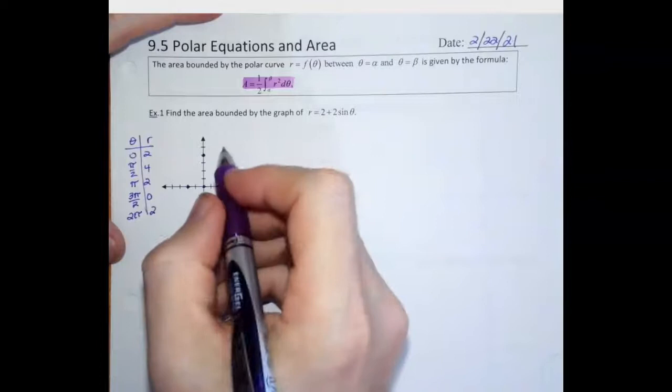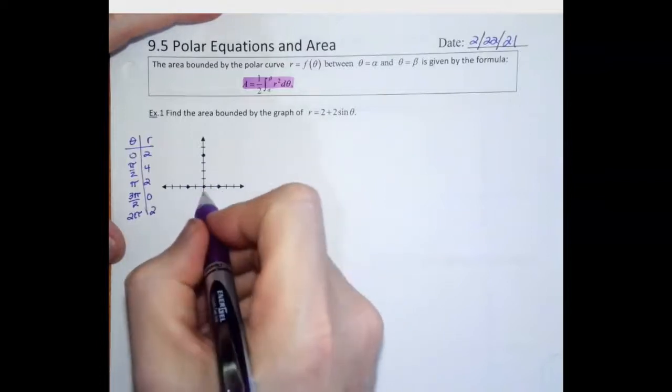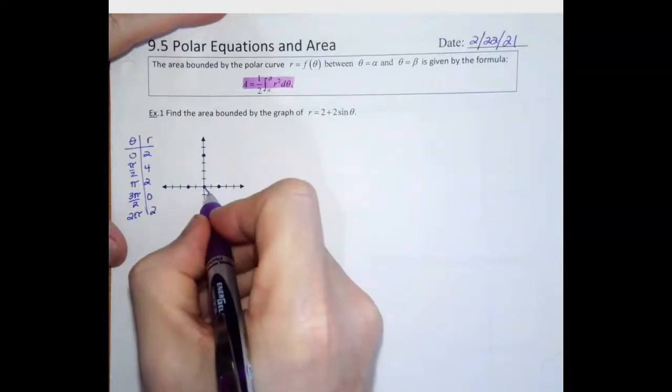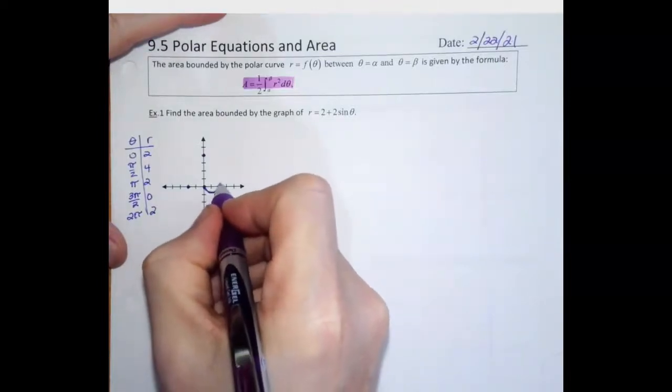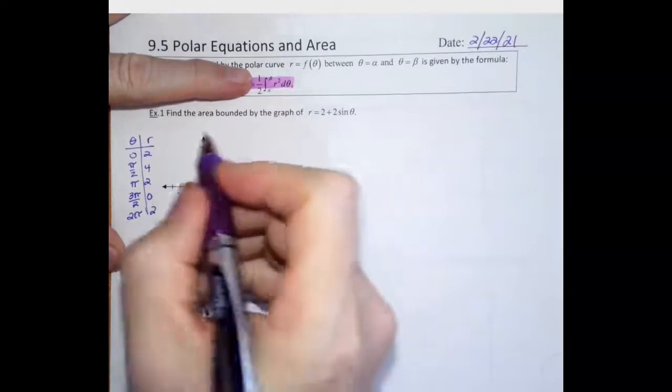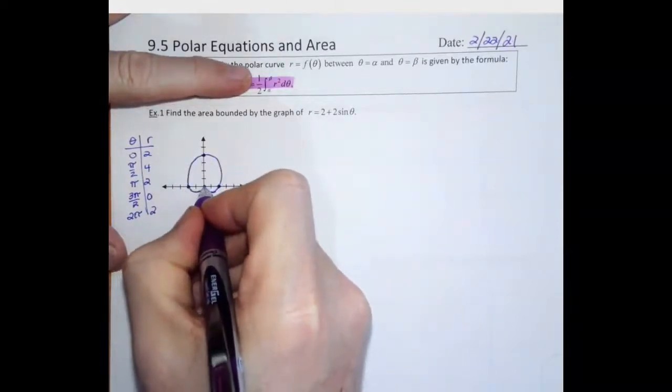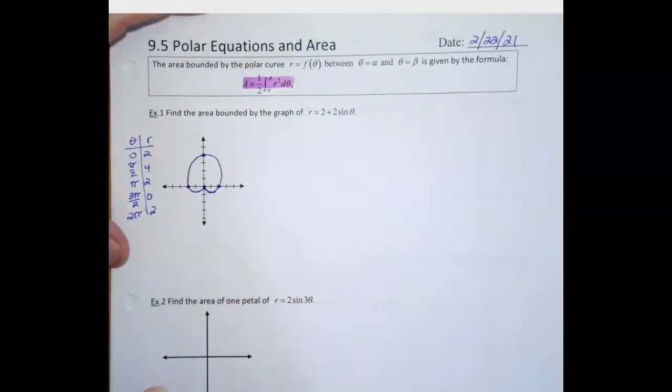So we're starting here. I don't know if I can draw this very well, but I'm not sure how far it comes down this way, so it's something like that. I don't know if I do that very well. Polar, a little bit tricky.